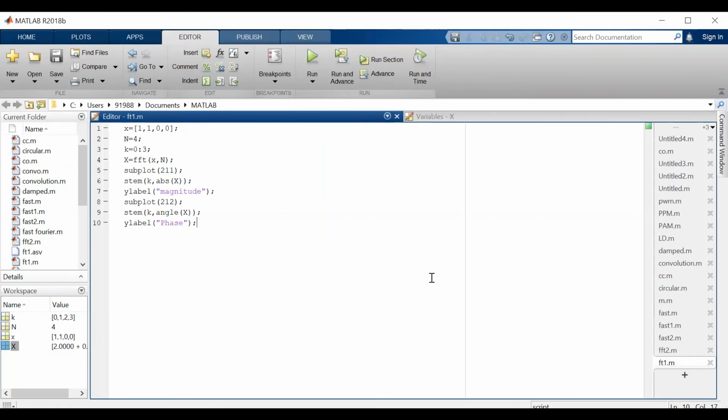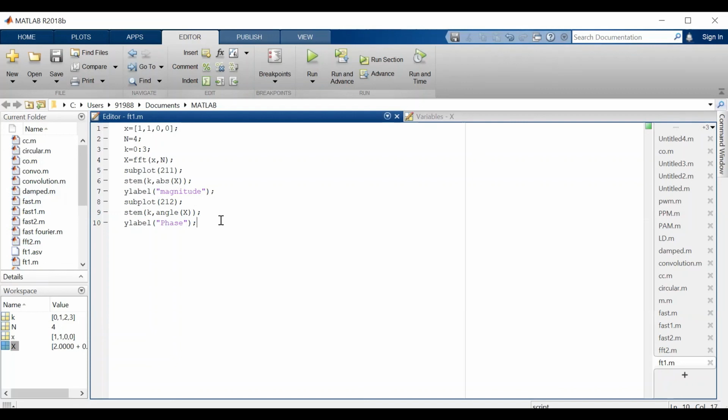I once again repeat how to write the program. Take the sequence x, 1 1 0 0, that we have considered, and give the values of capital N and k. Then write capital X is equal to FFT of the sequence x comma N. Now plot the magnitude and phase spectrum. For that, use the function stem. Take the values of k, because k has to go from 0 to 3. So k comma absolute values of X, and then for the phase stem k comma angle of X.